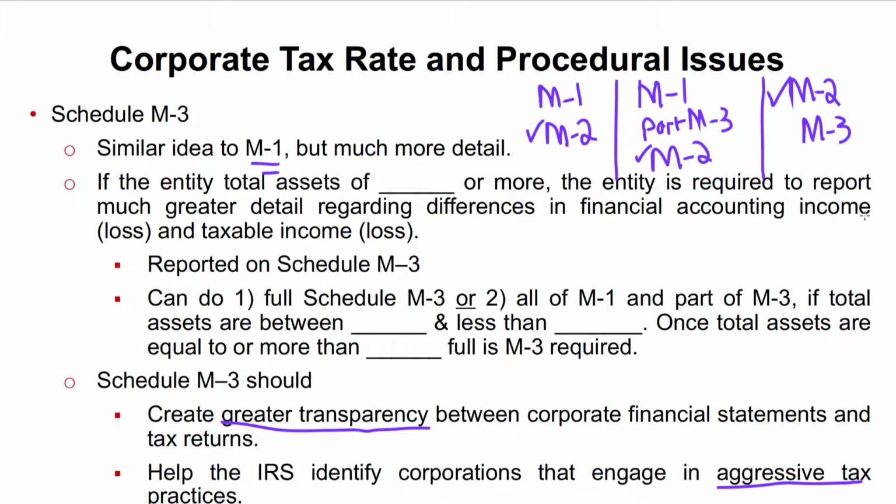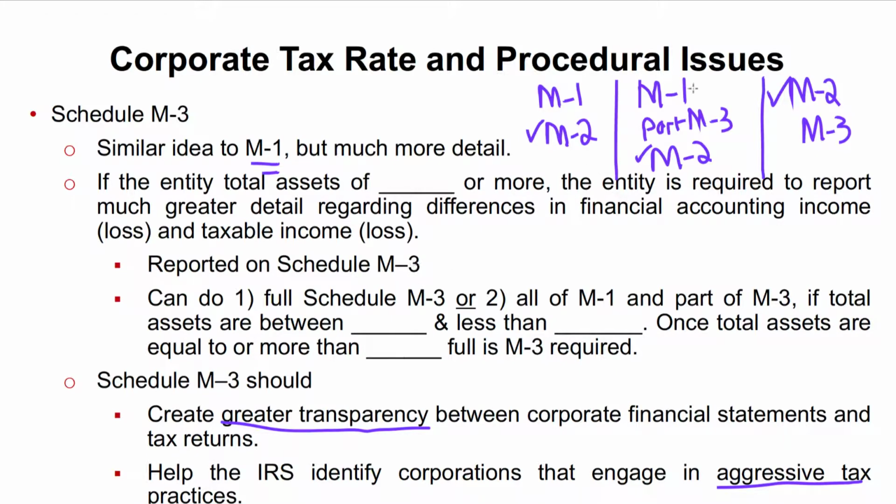And by the way, stop the video right now. Go look at the Form 1120 M1. Also go look at the Schedule M3, which is an attachment, and see how it differs. Now, the idea here, again, is M3 is more detailed than M1. If the entity has total assets of $10 million or more, at the time of this video, that's the first line right here, the entity is required to report much greater detail and do the M3. We have to report the Schedule M3.